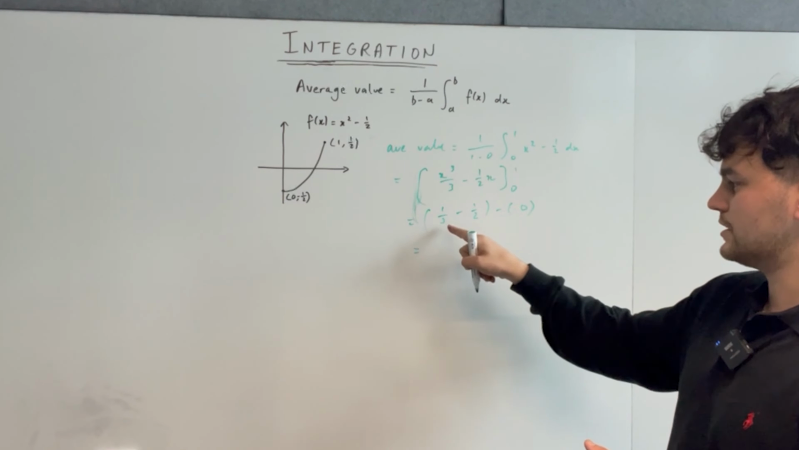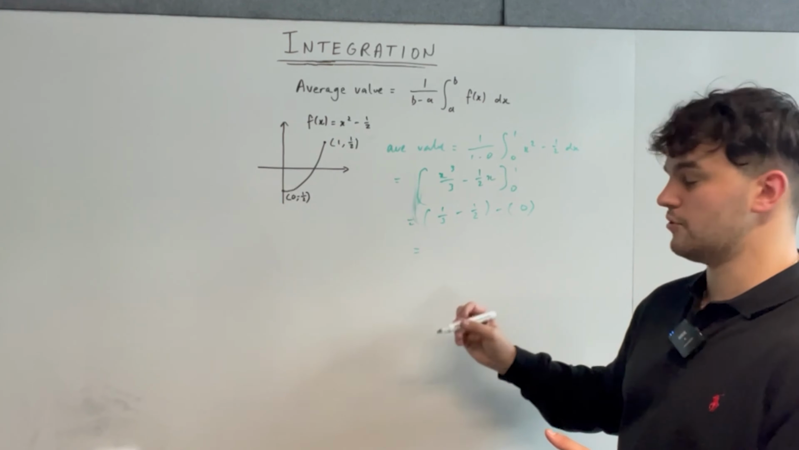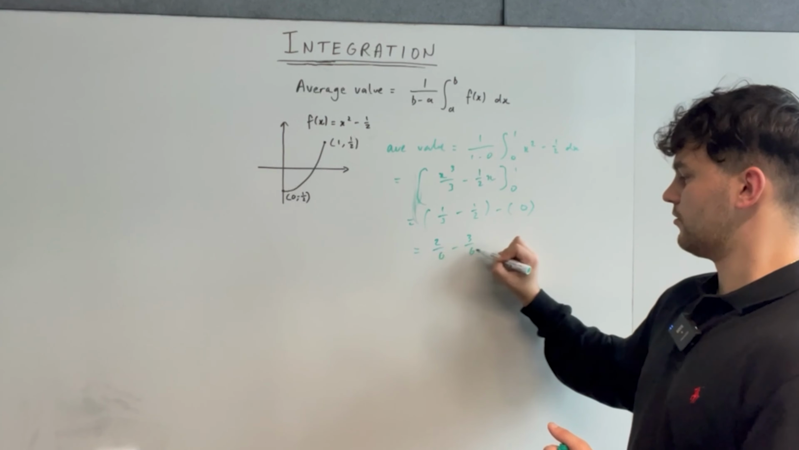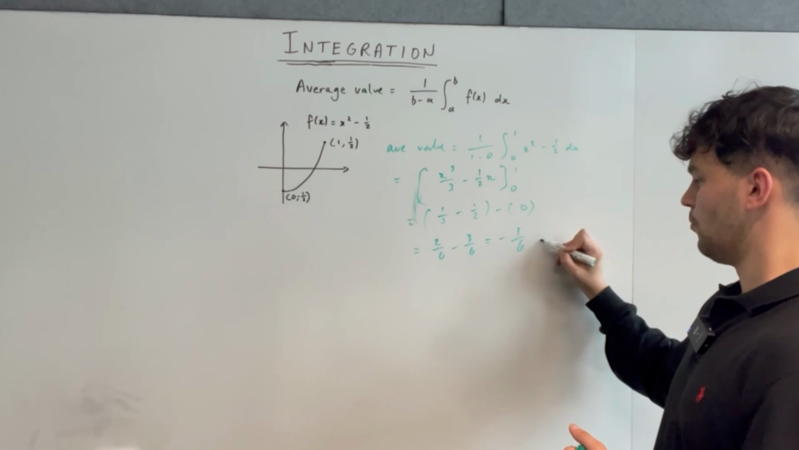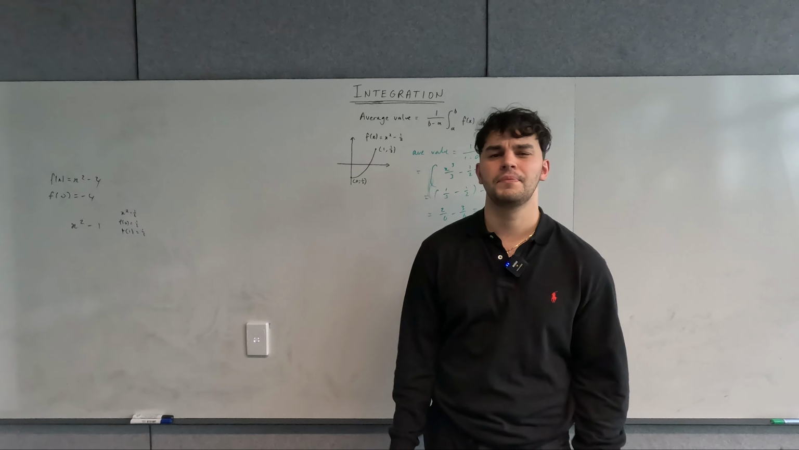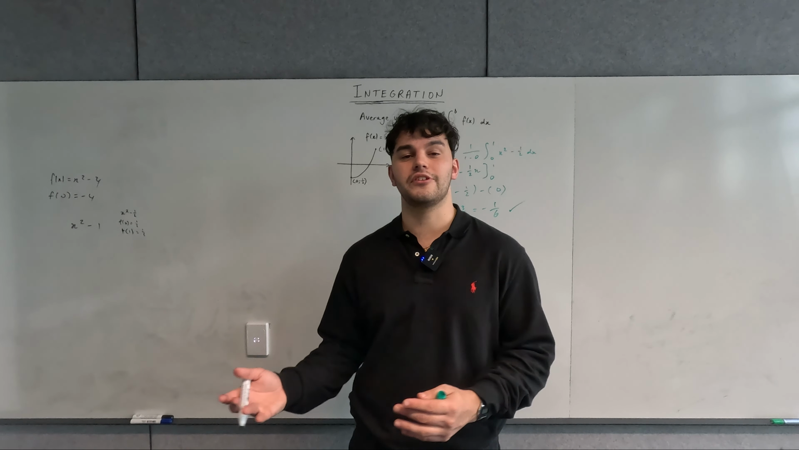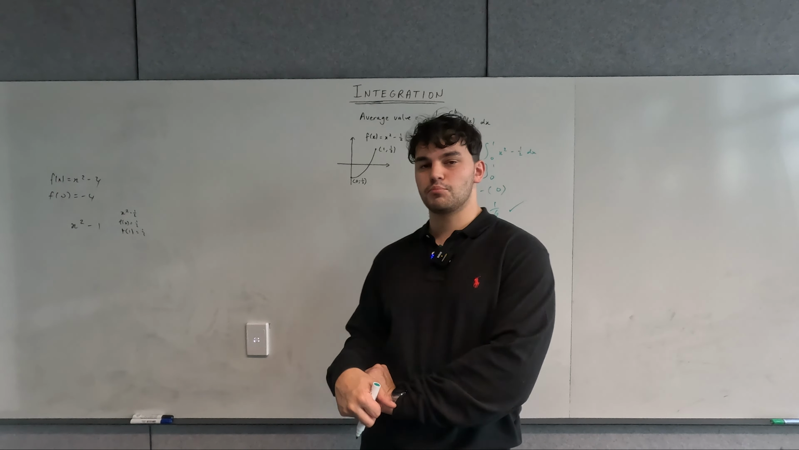So our final answer is 1/3 minus 1/2. If you want to do this the long way, you make a common denominator. So you go 2 over 6 minus 3 over 6, which is negative 1/6 as our final answer. And you might be thinking, oh, we have a negative value. What exactly does that mean when looking at our curve and the properties of it?